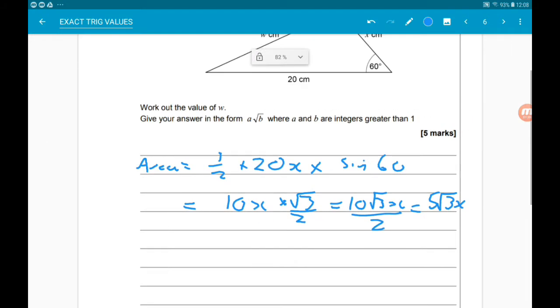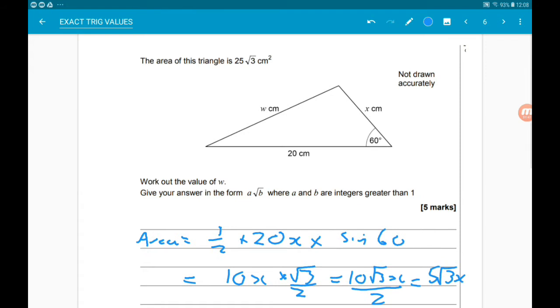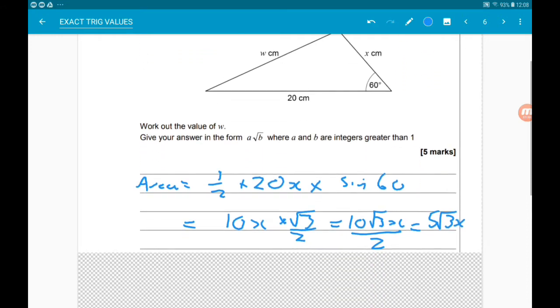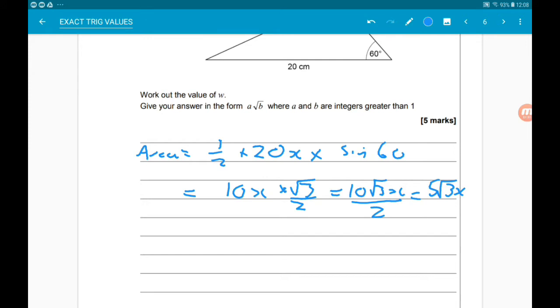Now, we also know numerically that the area of this triangle is 25 root 3. So, we now know then that 5 root 3x is equal to 25 root 3. They are both the same area.